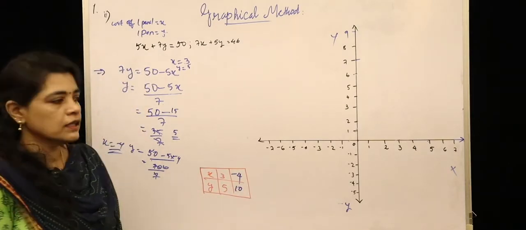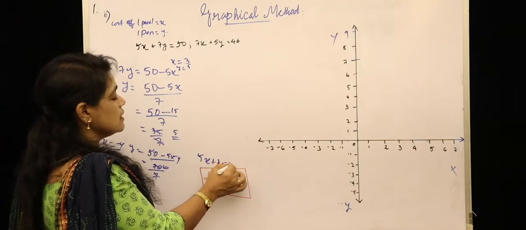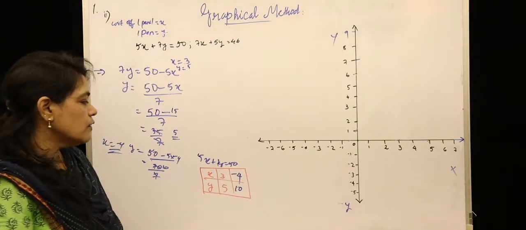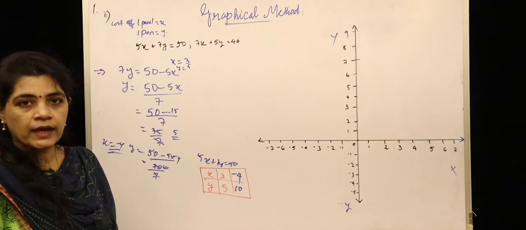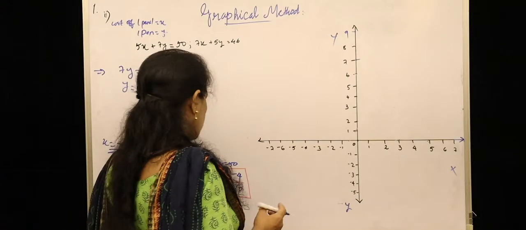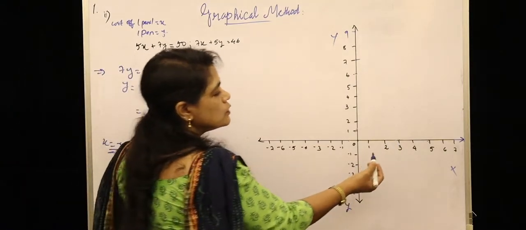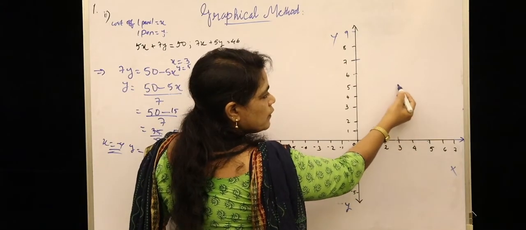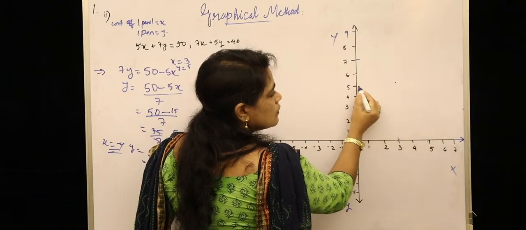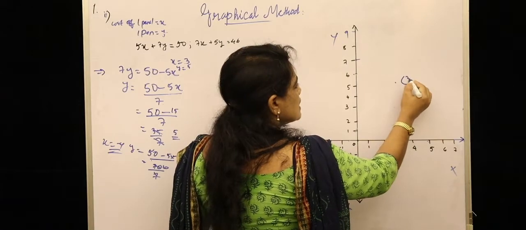Now we are going to plot the graph for this equation, that is 5x plus 7y is equal to 50. Is it clear, children? Here we have the first pair, x is equal to 3, that is positive 3. So we can mark positive 3 here, and 5 for y. So you have to draw up to 5 this point, and from here draw the line to meet that point. So this point represents (3, 5).